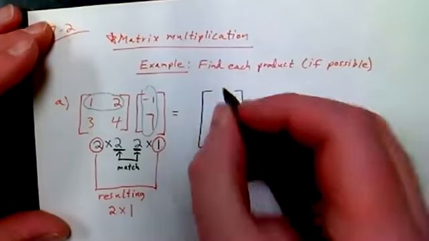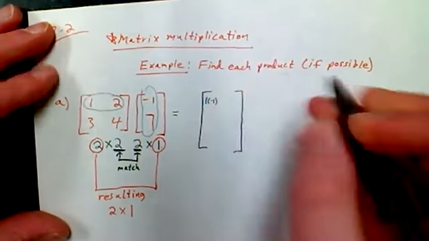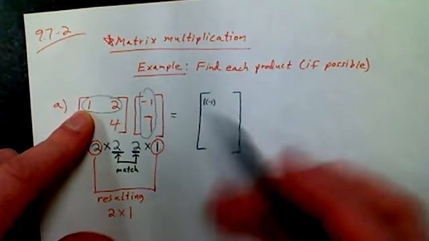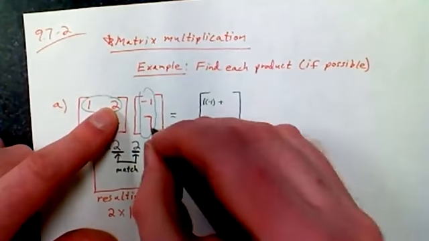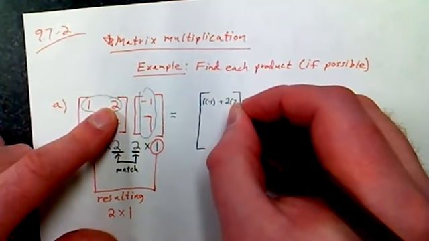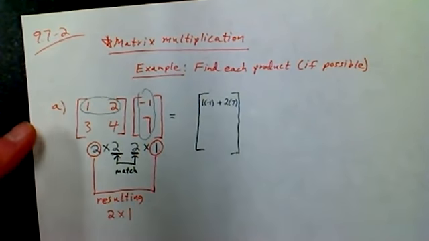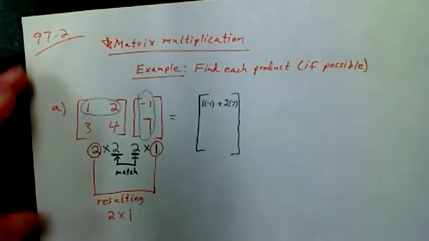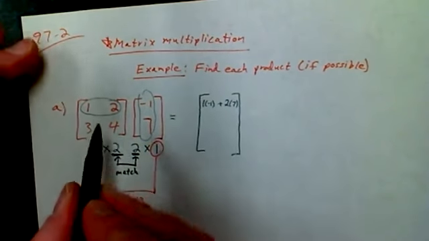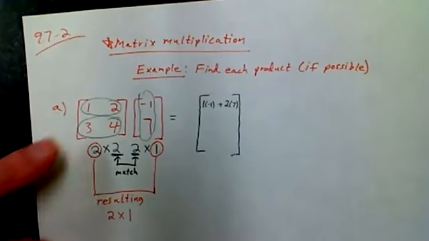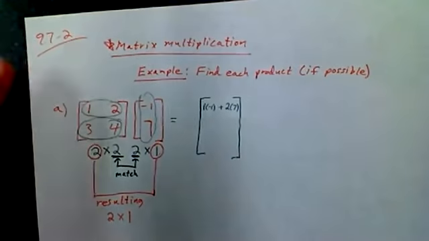And what I'm going to have is 1 times -1. That's the first element for this row in this column, plus 2 times 7. So just like that. So whatever that results in, that's going to be this top one, okay? For the next one, I'm going to do this row by this column, okay? So I cycle through all the rows with this column.